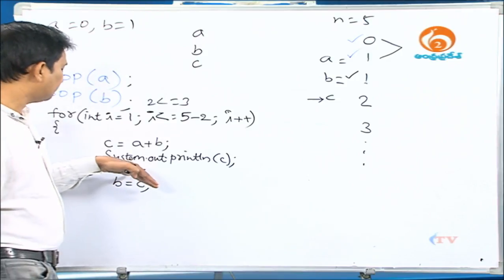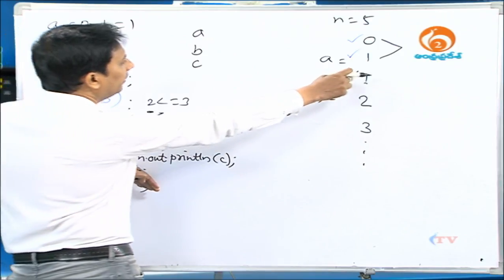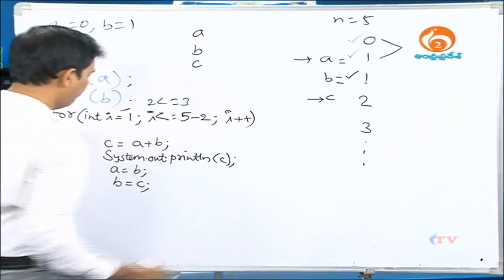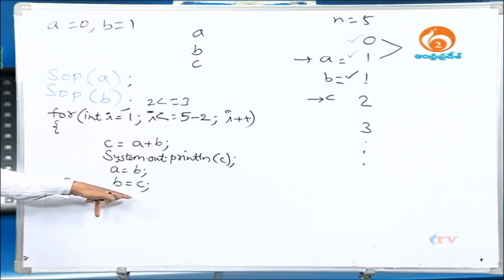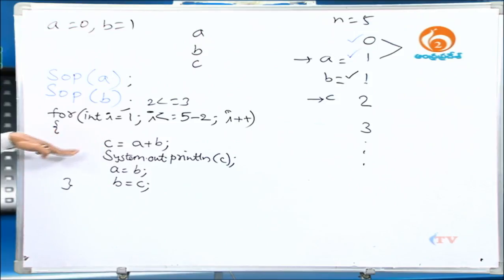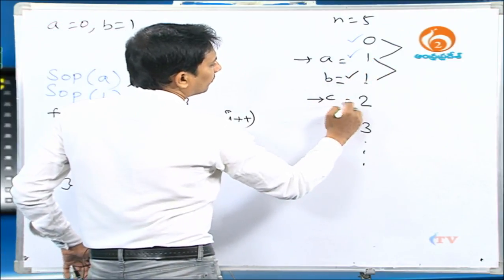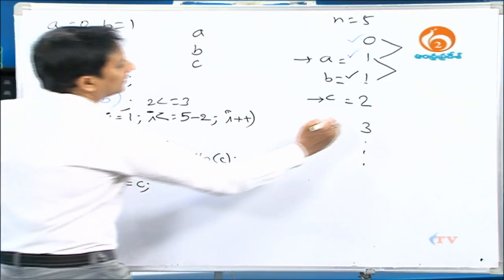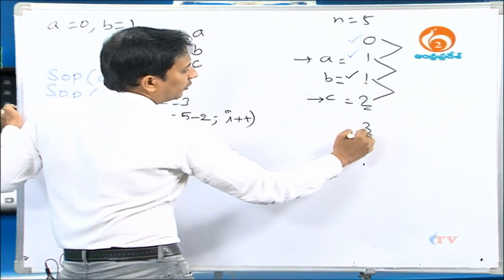So A equal to B, B means what? Initially it was 1, so 1 is stored into A. B equal to C means initially it was 1. So again it will be C equal to A plus B, 1 plus 1, that is 2. To get the next term, C equal to A plus B means you will get the 2. Again same, add these two terms and you will get the next term.